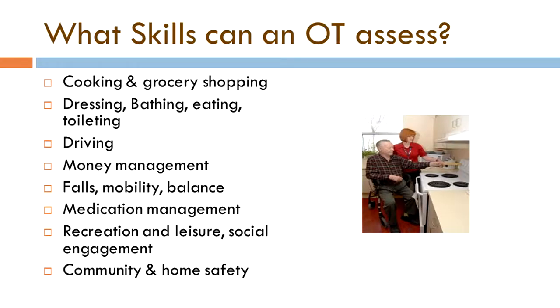So some of the things I do as an OT, I can assess cooking, grocery shopping, dressing, bathing, eating, toileting, driving, money management, medication management. So I have a variety of assessment tools that I can utilize. Some occupational therapists in the community are also trained AMPS assessors, the Assessment of Motor and Process Skills, which I do have that certification.